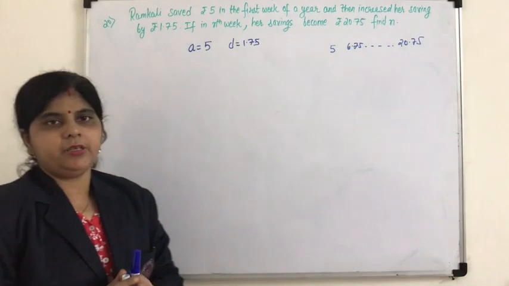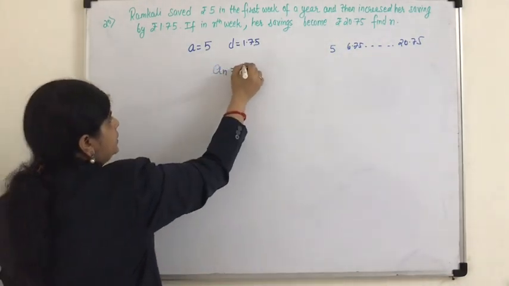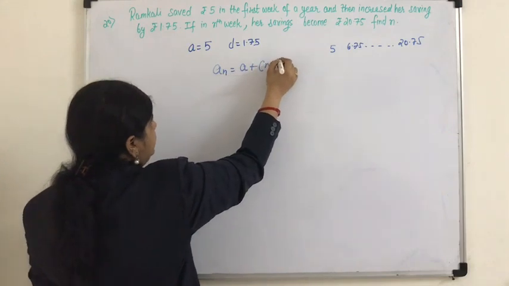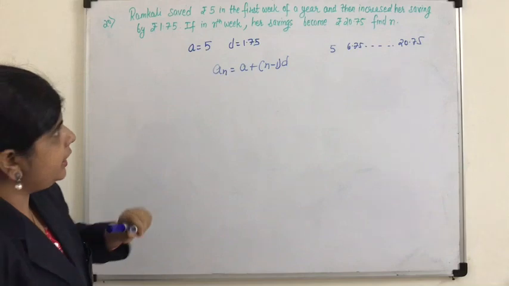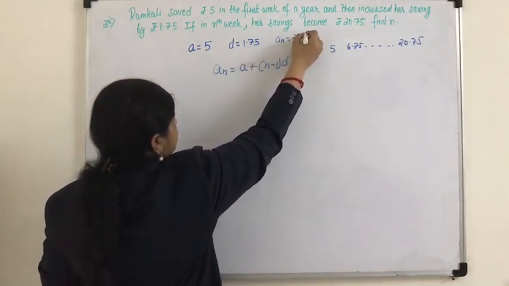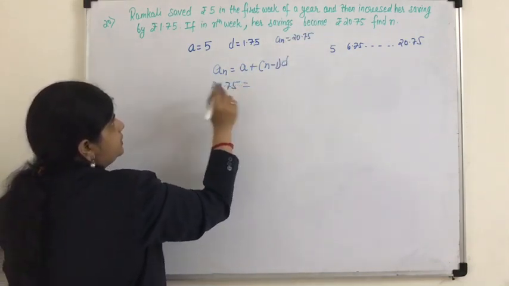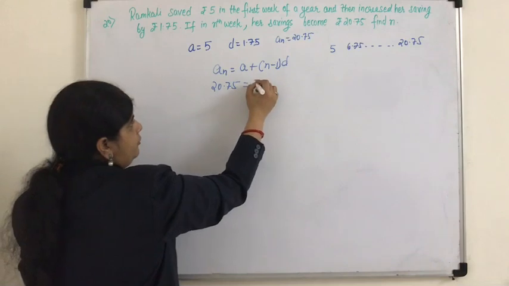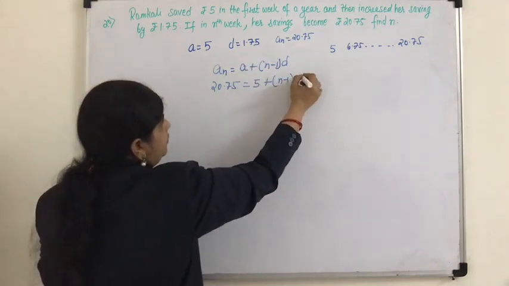So which formula are we going to use? We are going to use the general term formula, that is AN is equal to A plus n minus 1 into D. We are going to substitute the values. What is the value of AN? AN is given as 20.75. So 20.75 is equal to A, which is 5, plus n minus 1 into D, which is 1.75.